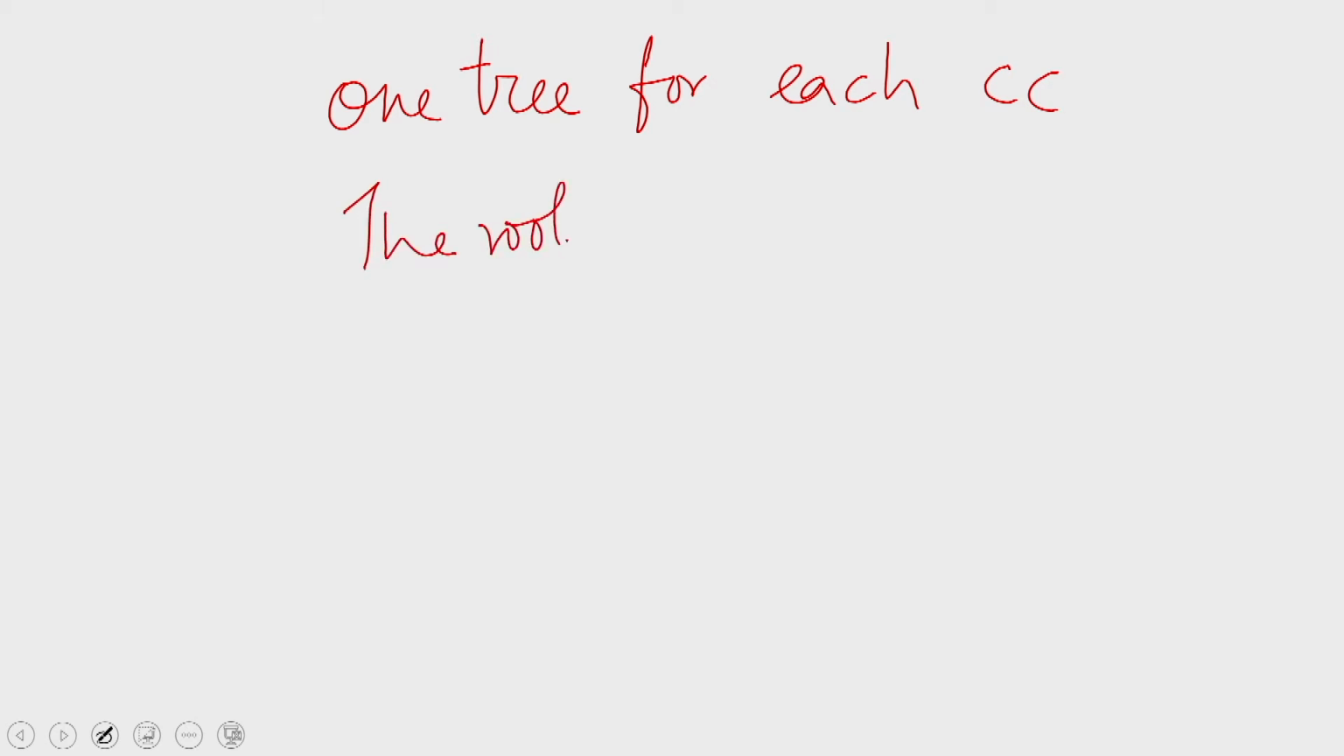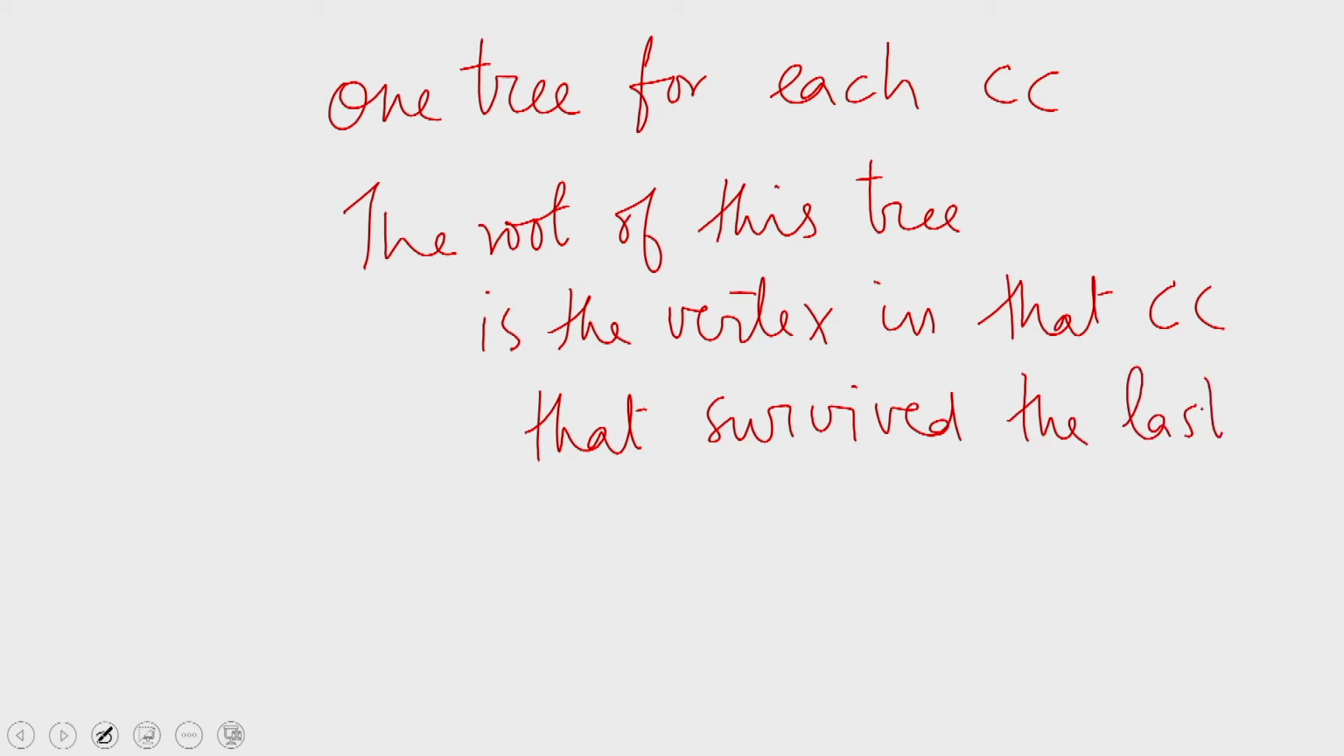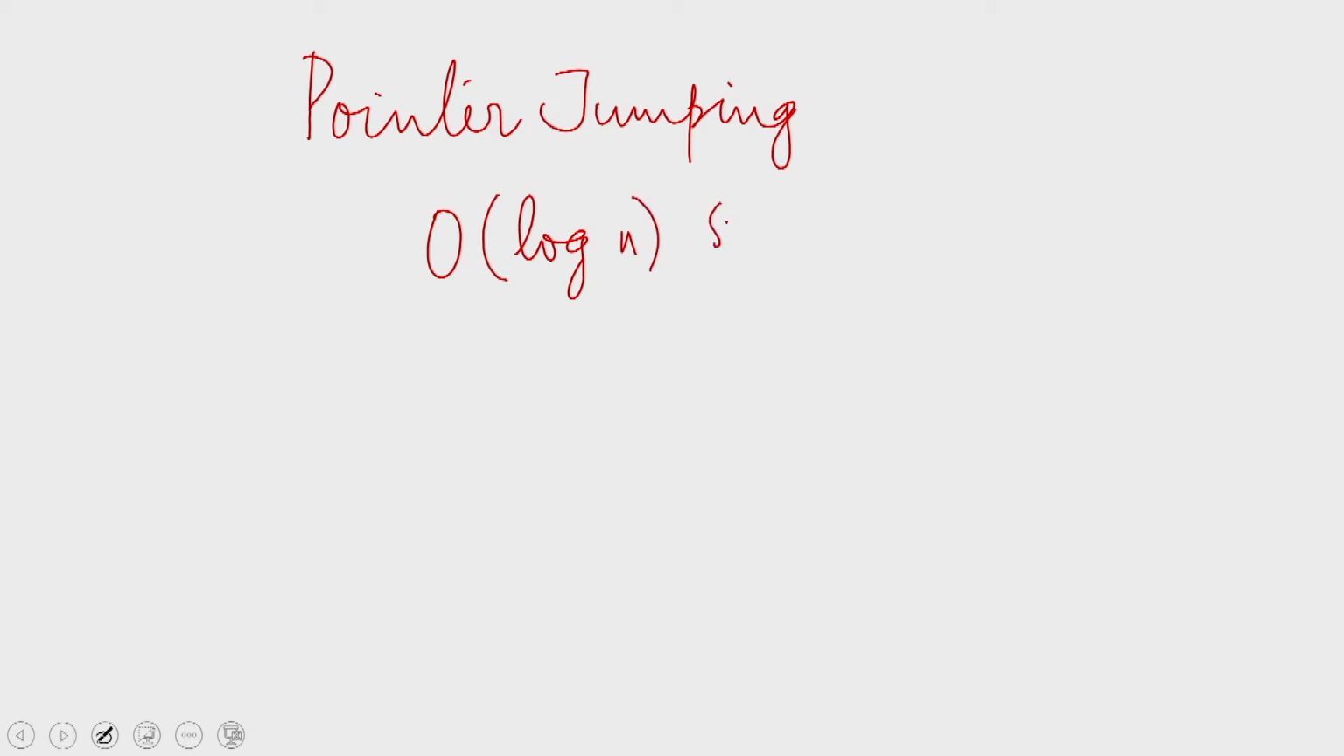The root of this tree is the vertex in that connected component that survived the last iteration. Now, what do we want? We want to ensure that every component has one single star graph. How do we ensure this now? That's a simple solution: pointer jumping. Do pointer jumping for order log n steps. We ensure that every connected component has a star graph.